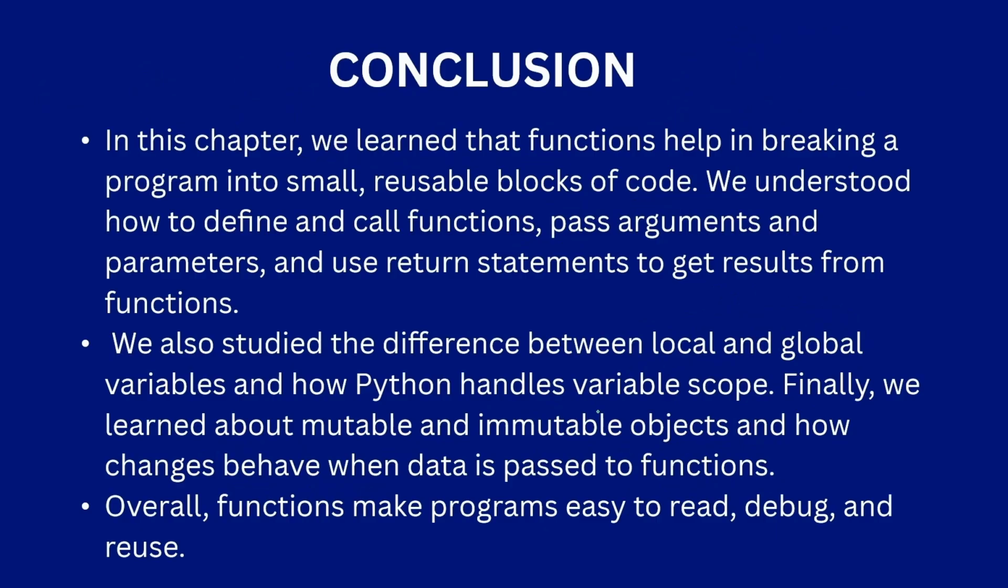So here we conclude our chapter 3. In this chapter, we learned that functions help in breaking a program into small reusable blocks of code. We understood how to define and call functions, pass arguments and parameters, and use return statements to get results from functions. We also studied the difference between local and global variables and how Python handles variable scope. We finally learned about mutable and immutable objects and how changes behave when data is passed to functions. Overall, functions make programs easy to read, debug, and reuse. So this was our chapter 3, and I hope it is clear.